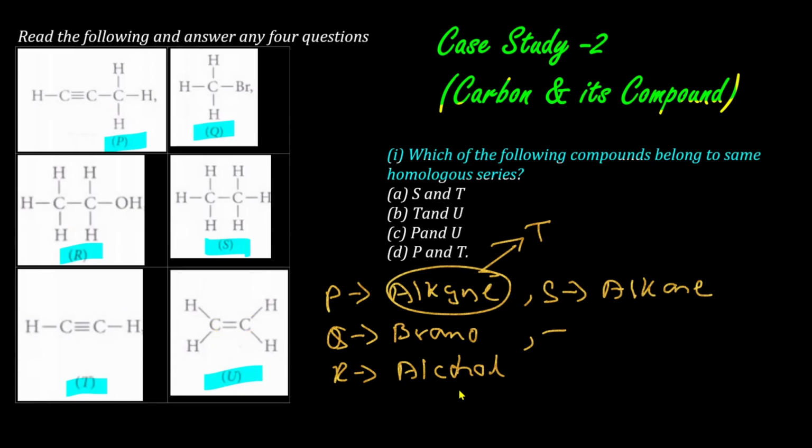Now it's U. U, you can see a double bond between carbon-carbon atoms. So it's an unsaturated hydrocarbon having a double bond, and that is alkene. Now let's read the question. The question was, which of the following belong to the same functional group? As is well visible, that is P and T. We have already written it over here. So P and T, option D is the correct one.